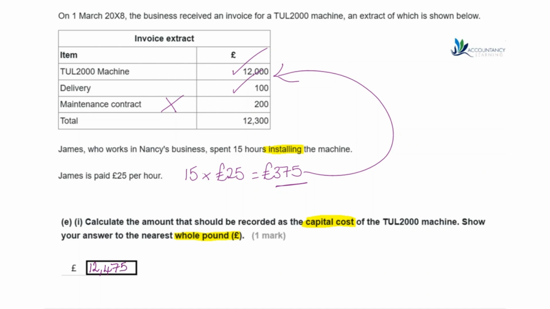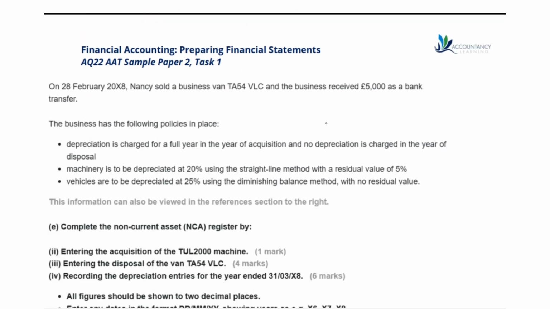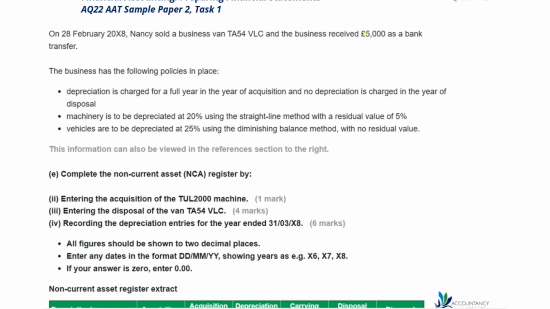So let's move on then to the next part of the question. On 28th of February 20x8, Nancy sold a business van, TA54 VLC, and the business received £5,000 as a bank transfer. We're then told about the depreciation policies.